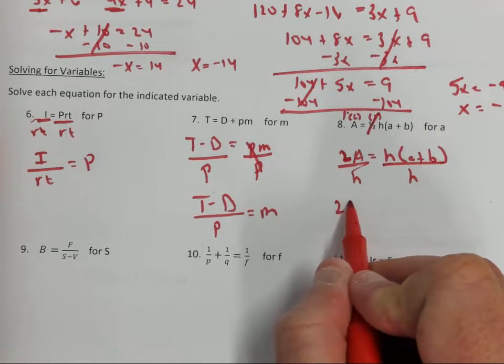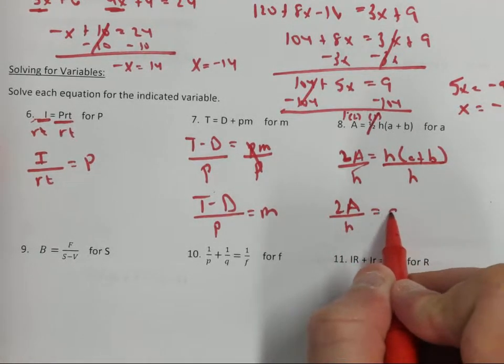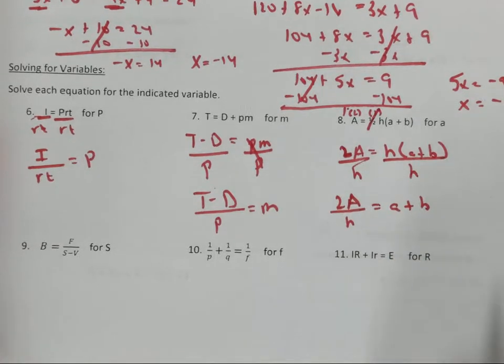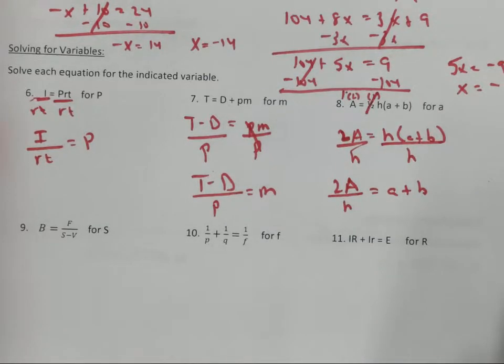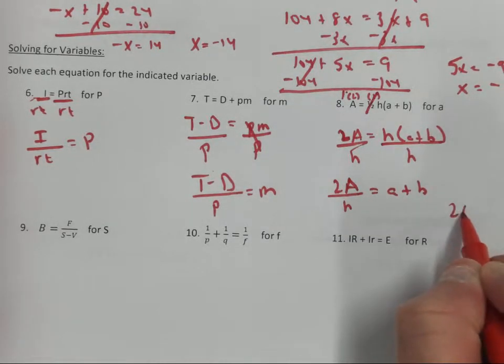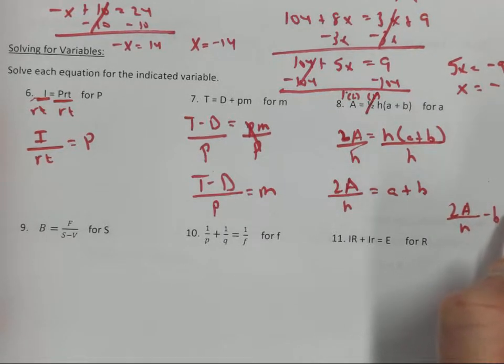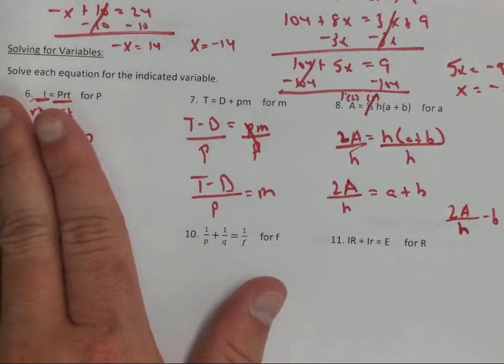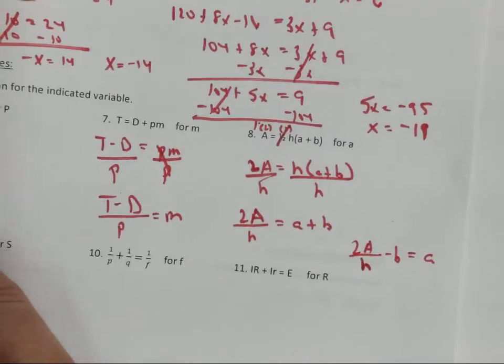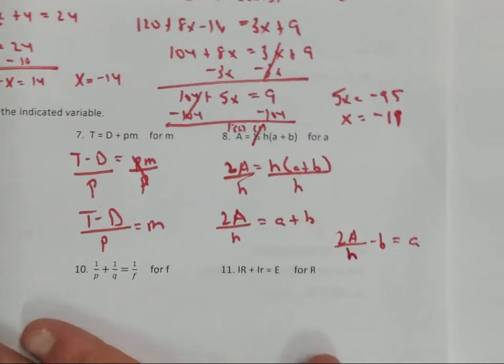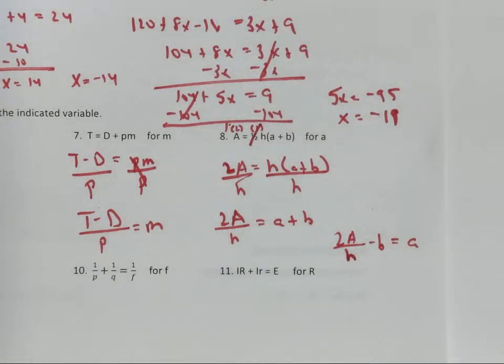So I'm left with 2A over H equals A plus B. Now, I want A by itself, so where am I going to move over? B. And that's my answer. You say, Mr. Chester, it says solve for A, but you have 2 A's in that part. Okay. When you have one uppercase and one lowercase, those are 2 different variables, okay? You just wanted the lowercase A.